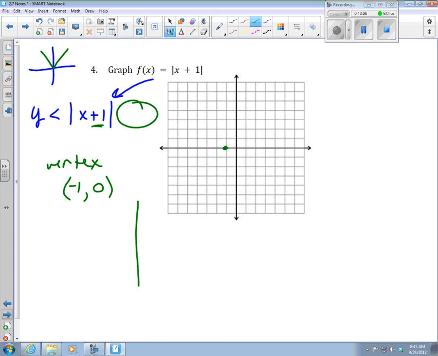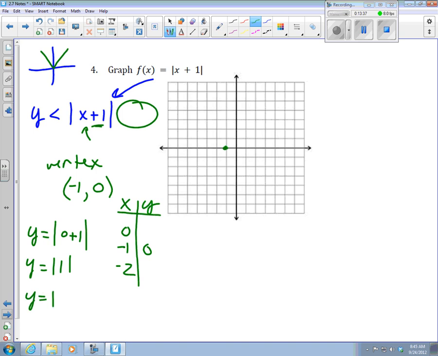You can set up a little table if you want. I'll put negative 1 in the middle, 0 here. I'll also plug in 0, and I'll also plug in negative 2 for x, just to see what the graph looks like to make sure it's opening up correctly. So if we plug in 0 for x, I'm going to get y equals, forget the inequality for just a minute, the absolute value of 0 plus 1. So y equals the absolute value of 1. The absolute value of 1 is 1. So 0, 1 is a point right here.